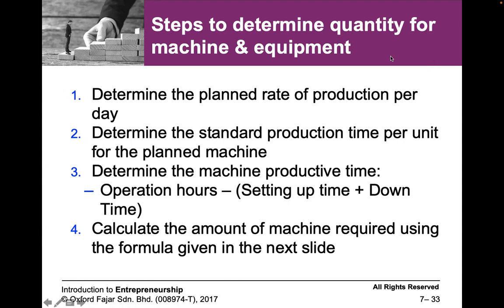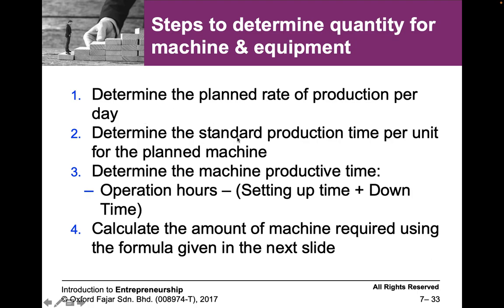Okay, so determine the planned rate of production per day. The planned rate of production per day is the number of output that the company wants to produce per day. For example, in my previous example, we want to produce 70 units per day, for example.